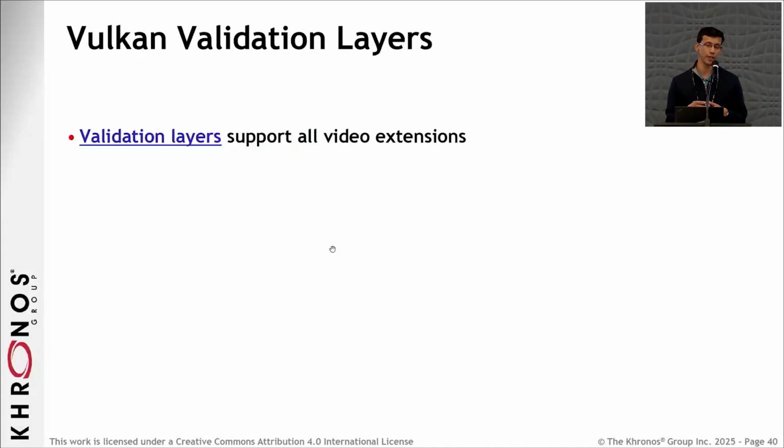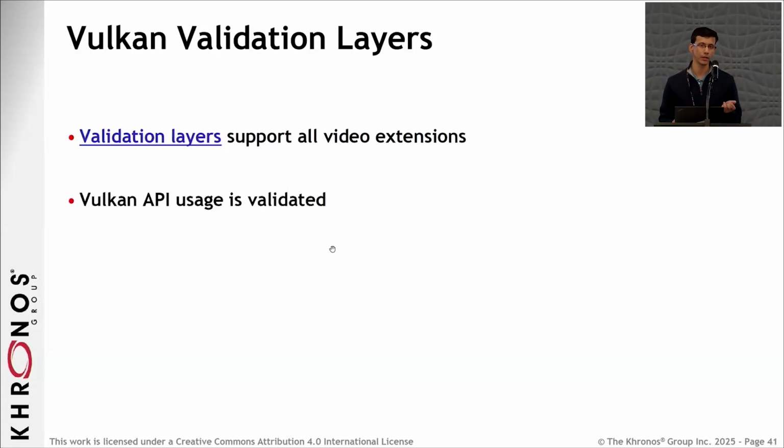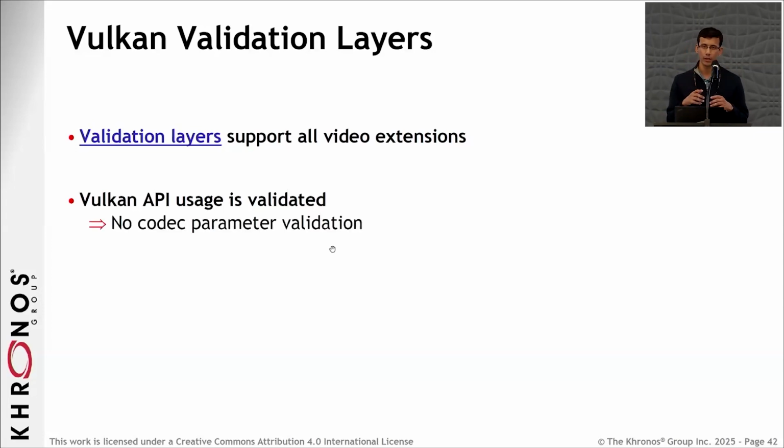So the first is, of course, validation layers, which are critical for getting the usage of the Vulkan API right. One important point about validation layers is that they only validate the Vulkan API usage. And there's a big chunk of the video extensions that's separate from the Vulkan API itself, which is codec parameters, or what are known as STD parameters when it comes to video. And the validation layers do not validate the codec parameters. So what can happen is that you can have an application where the Vulkan API usage is all correct when you enable the validation layers, but you still get errors because the codec parameters are invalid.